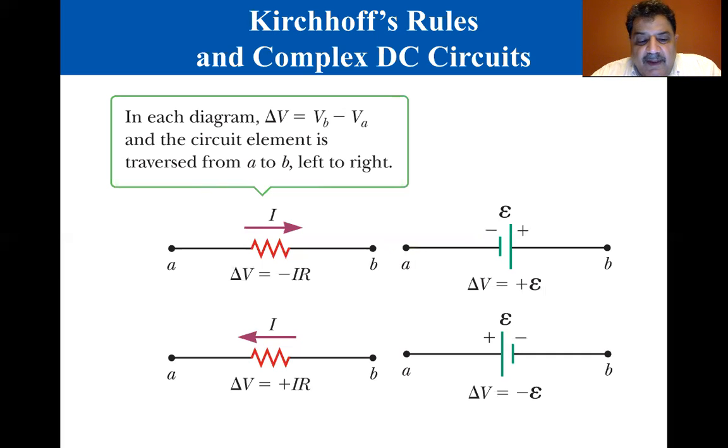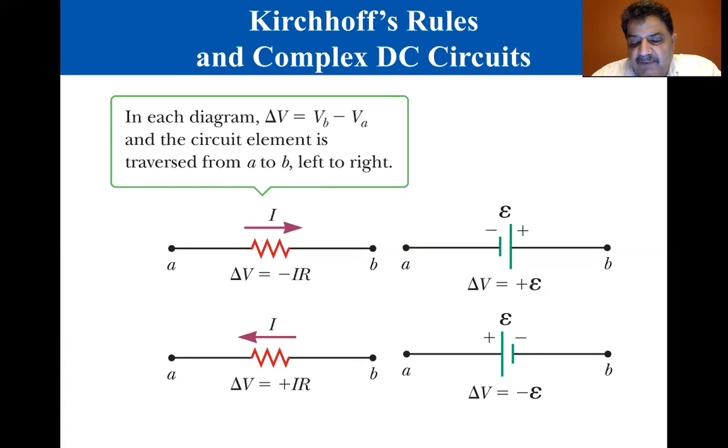As you can see in the top left figure, if a resistor is traversed in the direction of the current, the change in electric potential across the resistor is minus IR. If a resistor is traversed in the direction opposite the current, as in the top right figure, the change in electrical potential across the resistor is plus IR.